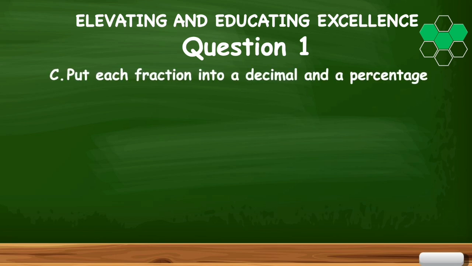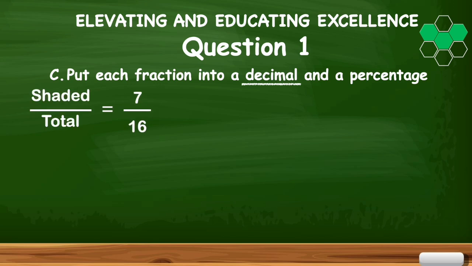Now we're going to put this fraction into a decimal and a percent. Let's first begin with a decimal. So we're going to have the equation, and remember we found out that the shaded in over total equaled 7 over 16. In order to get this fraction into a decimal, we must take the top number and divide that into the bottom number. So we're going to take 7 and divide that into 16.